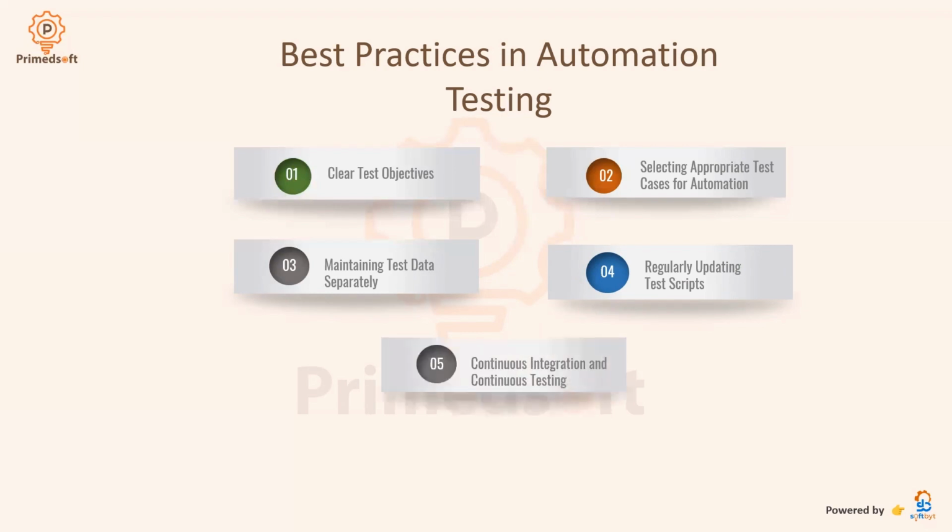And the last but not the least is continuous integration and continuous testing. So integrate automated tests into your continuous integration, which is the CI, and continuous testing process. This involves automatically triggering test execution whenever there are changes on the code base. So I've said it, we have the CI/CD, where the automated test will run when there is a new build, right?